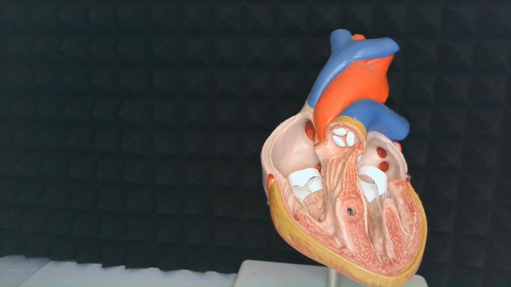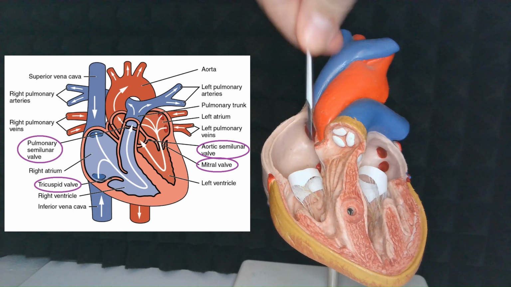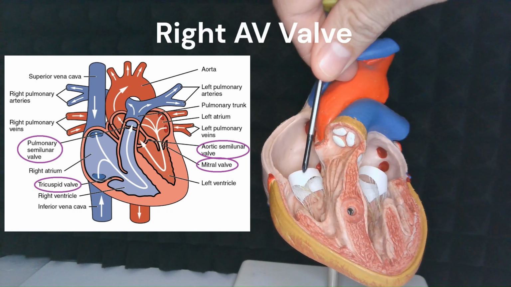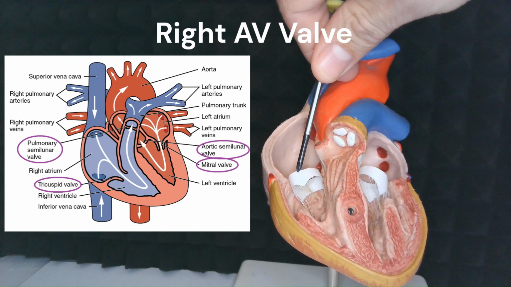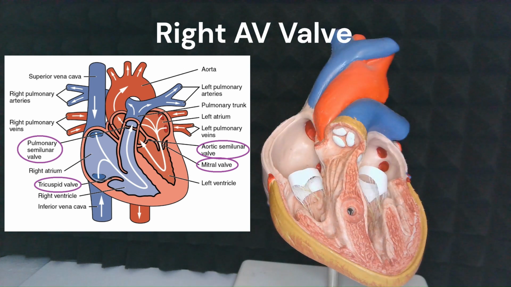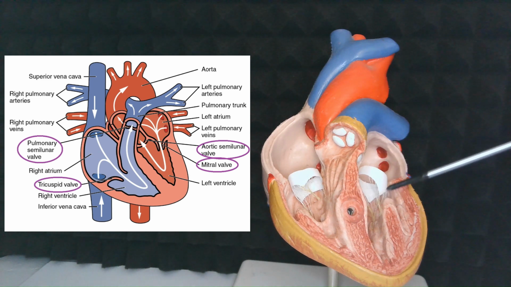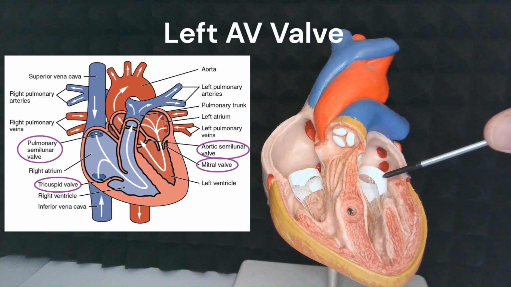Now, acting as check valves to ensure blood flows in one direction, we have 4 heart valves. Between each of the connecting left and right chambers, we have atrioventricular valves, or AV valves for short. So, between the right atrium and the right ventricle, we have the right AV valve. Note that it can also be referred to as a tricuspid valve because we have 1, 2, and 3 leaflets to it. Likewise, on the left side, between the left atrium and the left ventricle, we have the left AV valve, which can also be referred to as the bicuspid valve because we have 1 and 2 leaflets, but it can also be referred to as the mitral valve.